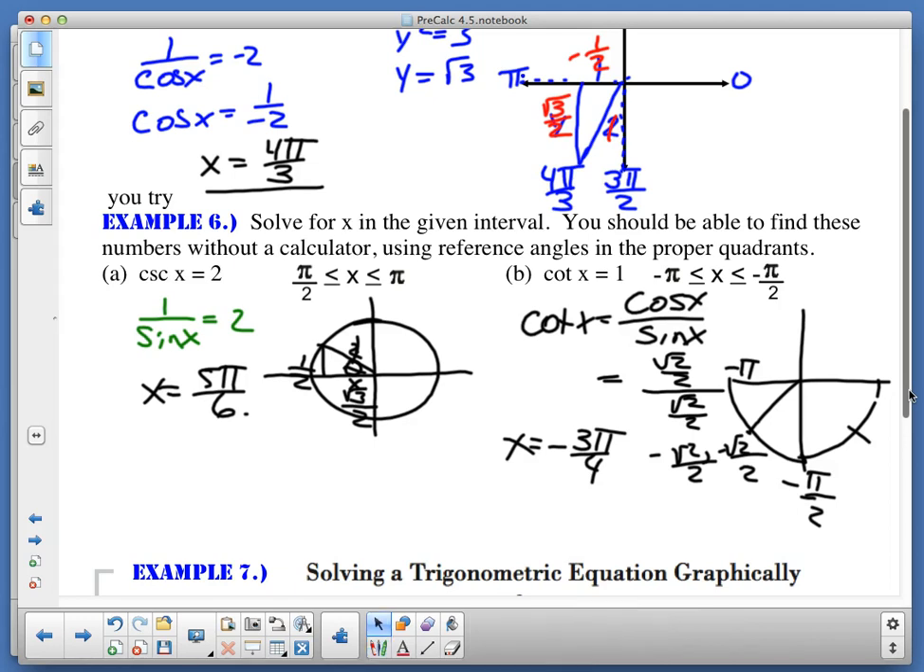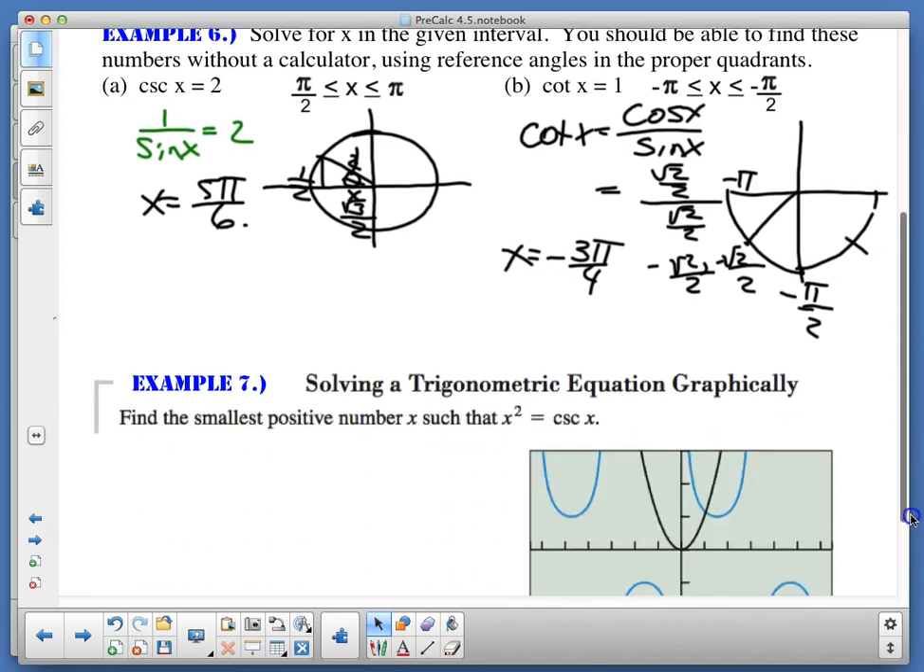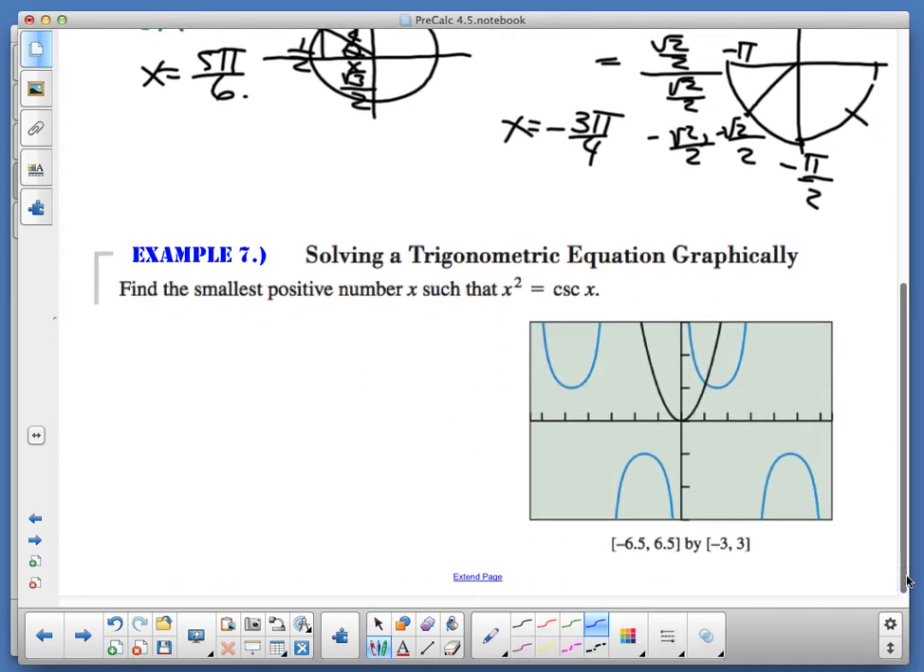Last one. Solve graphically, it says here. Take out your calculator, make sure it's in radians. Y1 should be x squared. Y2 should be, remember, cosecant. If you have an Inspire calculator, you have the cosecant already there. But if you have a TI-84, remember cosecant is 1 over sine, right? So we have 1 over sine x. Remember, your calculator must be in radians as we look at this.